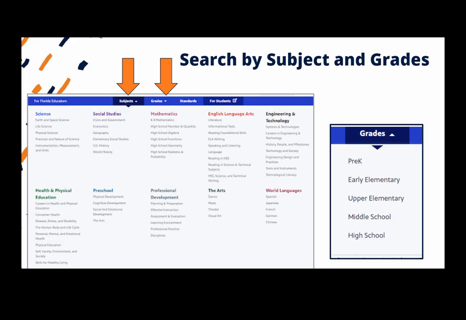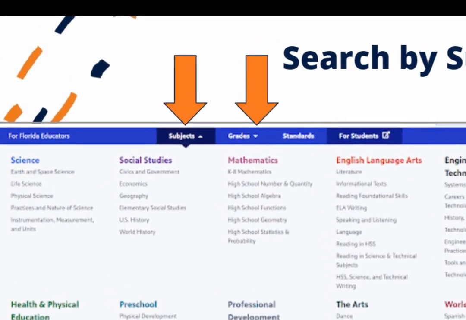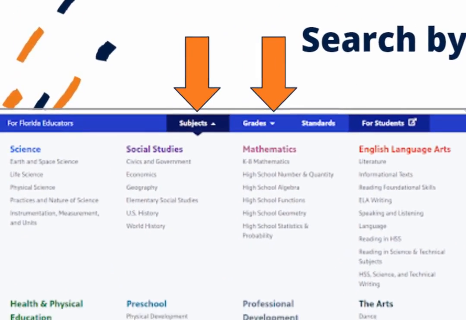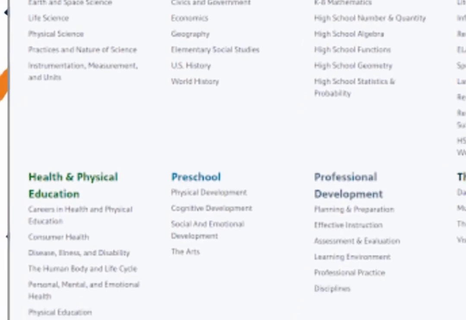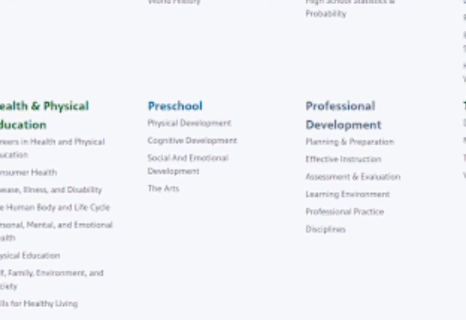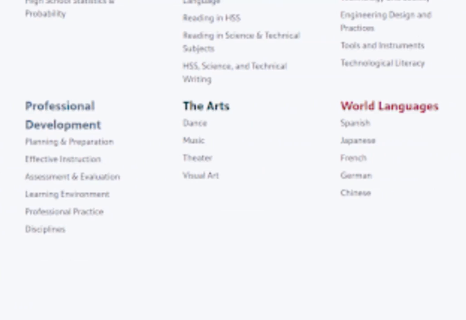When you do select search by subject and grades across the top, the subjects that come up are vast. All the core areas are there: science, social studies, math, and ELA, as well as STEAM topics of engineering and technology. And then going across the bottom subjects, health and PE, preschool, professional development, the arts, and world languages, including Spanish, Japanese, French, German, and Chinese resources.